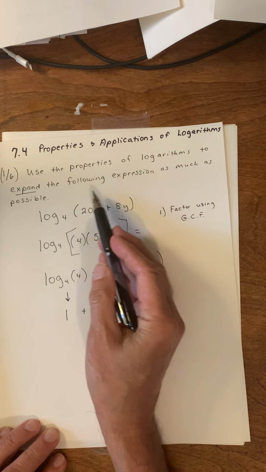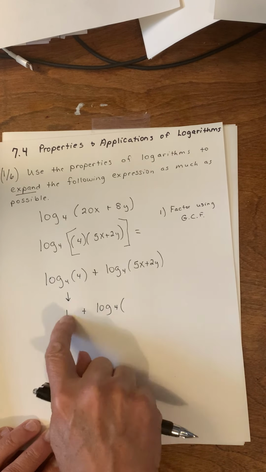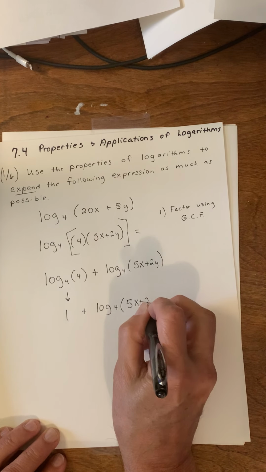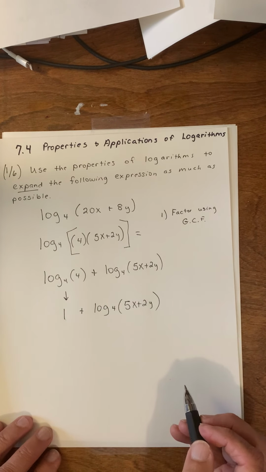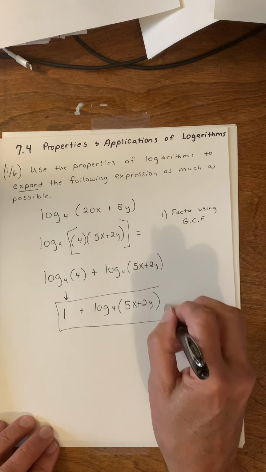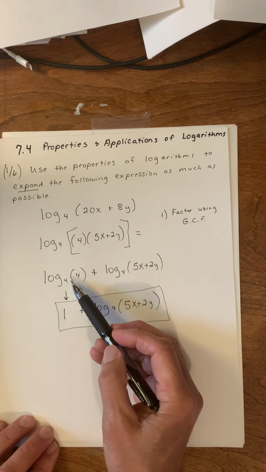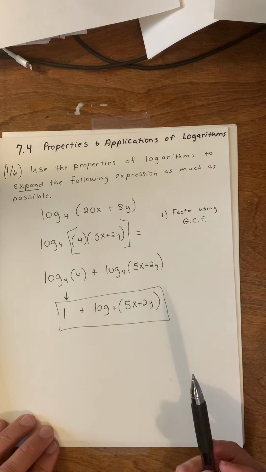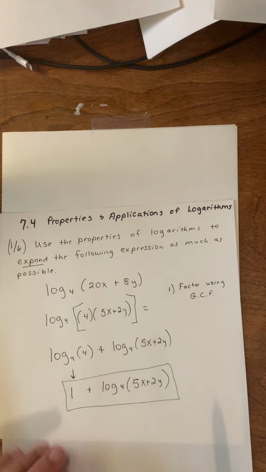It says expand as much as possible. I can do that. And that's as far as I can go. So that's the answer you're going to put into your Hawks. But don't forget to simplify log base 4 of 4 as 1. All right, that one's down.